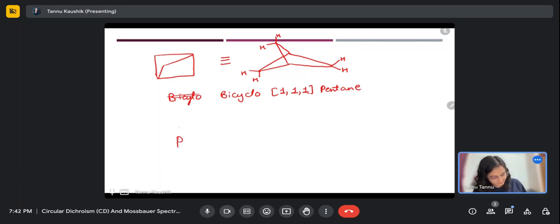Similarly, PCl5 also has D3H point group.